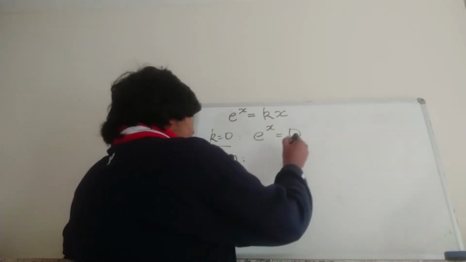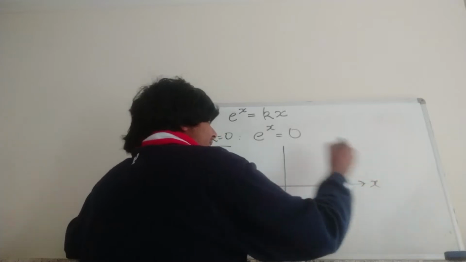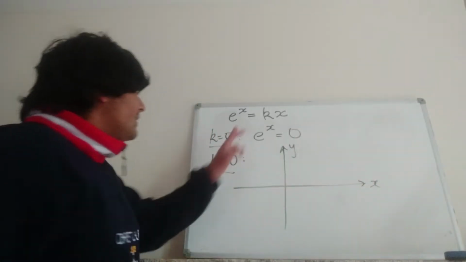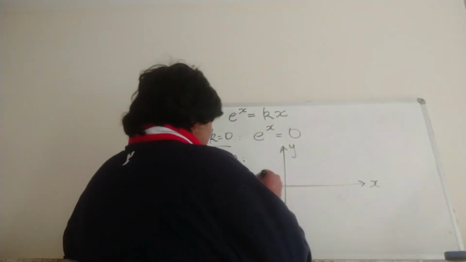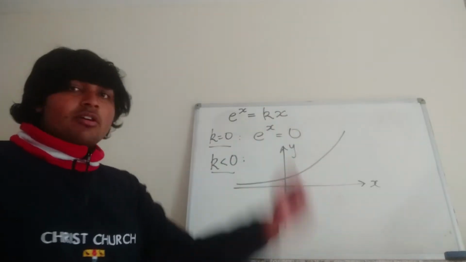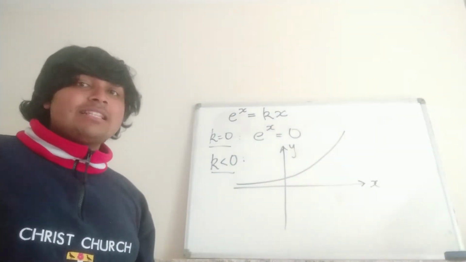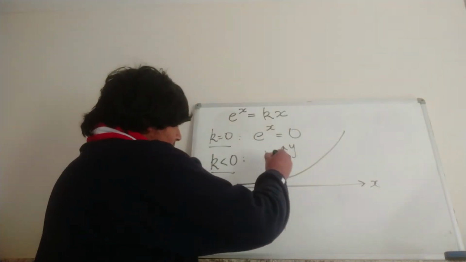and let's sketch a graph. So this is our x-axis, this is our y-axis. If we sketch the graph y equals e to the x, that looks something like this, like so. And if we sketch the graph y equals kx, now remember k is a negative number, we don't really know what it is, but it's going to look something like this.